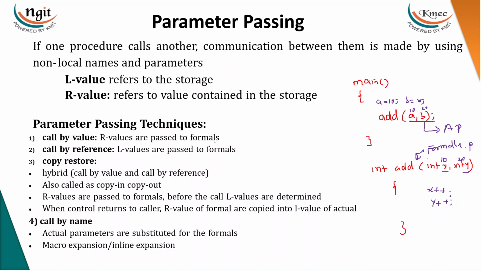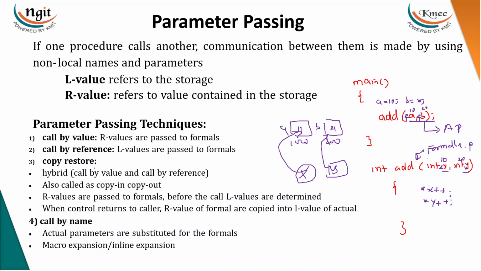But in call by reference, you are sending the address. For example, the address of a is 1000 and the address of b is 2000. Then we are sending the address to the star pointer. So this x is now pointing to a, and y is pointing to b. So if I write here (*x)++ and (*y)++, it is going to change a and b to 11 and 21. So this is called call by reference. We are sending the address instead of values.